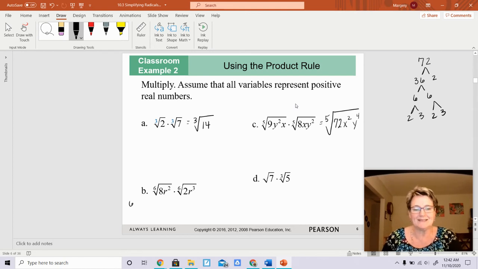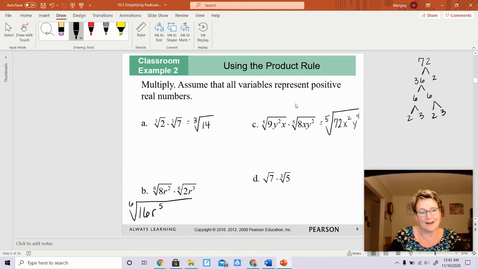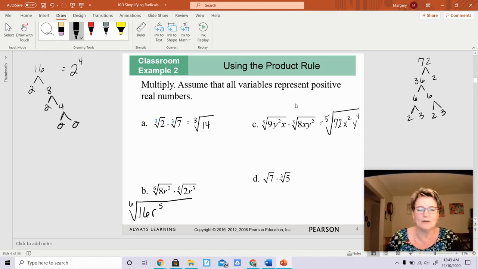Now the next one's going to be the sixth root. So I get 8 times 2, which is 16. r squared times r to the third is r to the fifth. Remember, when you multiply powers, you add the exponents. Now on this one, I think I can do this. I'm not sure though. 2 times 8, 2 and 4, 2 and 2, that's 1, 2, 3, 4. Nope, it doesn't give it to me. I need to have 2 to the fifth power, and it only gave me 2 to the fourth, so I can't simplify 16. I thought I could, but I can't.